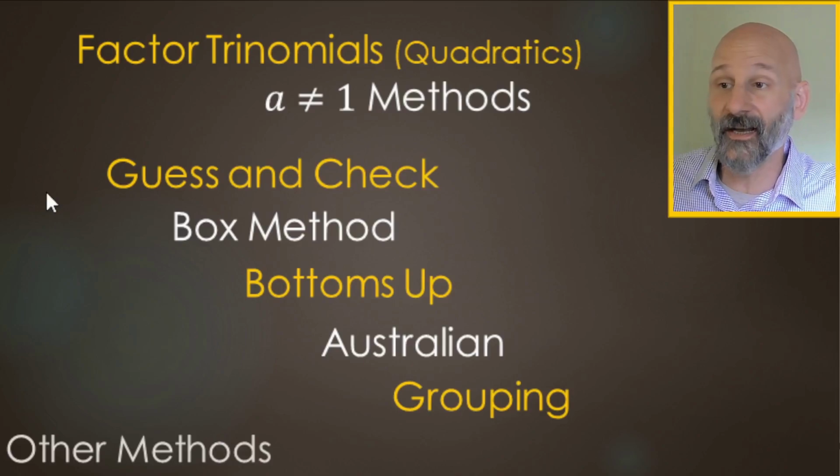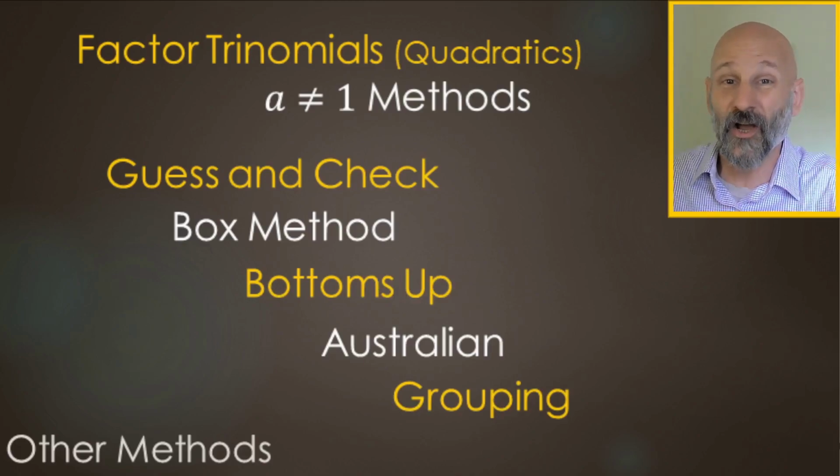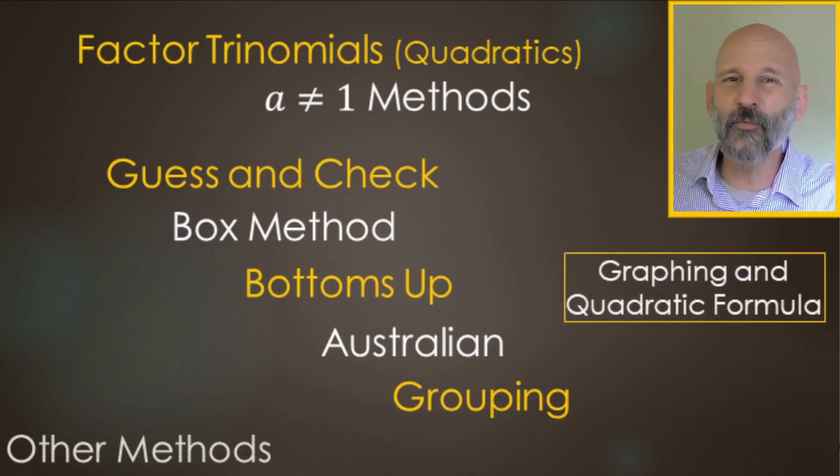So my favorites, if a is prime, do guess and check. If not, do bottoms up. And then if you need it, the grouping one works if it's a complicated quadratic or trinomial that you're trying to factor, okay? But the yellow ones, those are my go-to ones there, okay? And then when you get really good at quadratic functions, you can kind of cheat a little bit by graphing or using the quadratic formula if you've got a graphing calculator or a scientific calculator, okay?